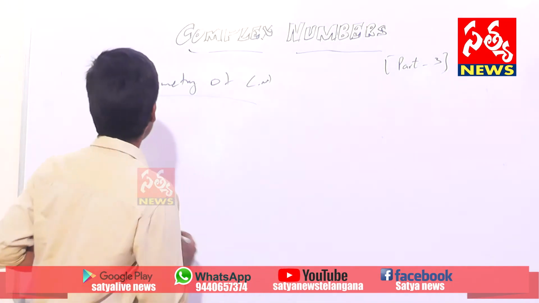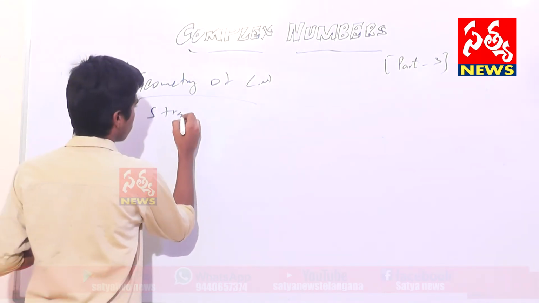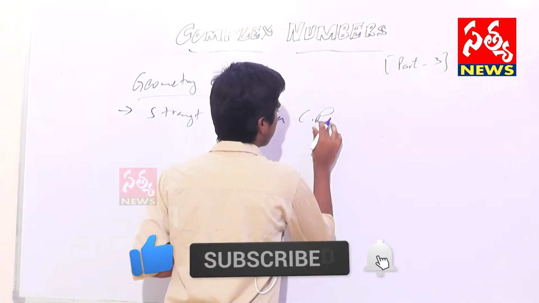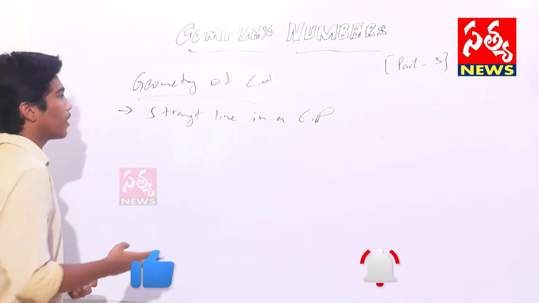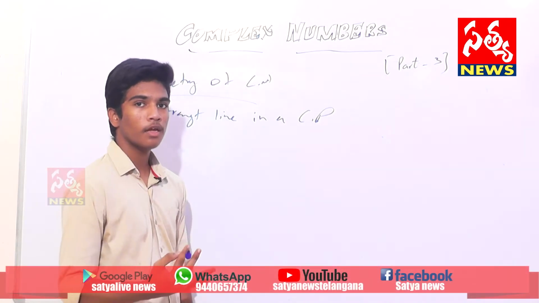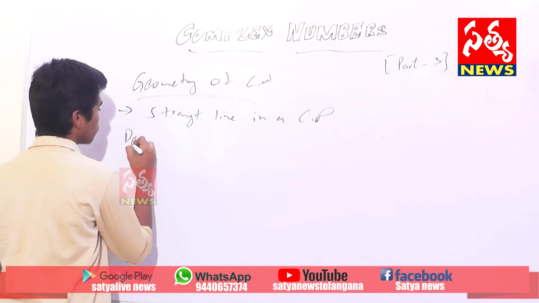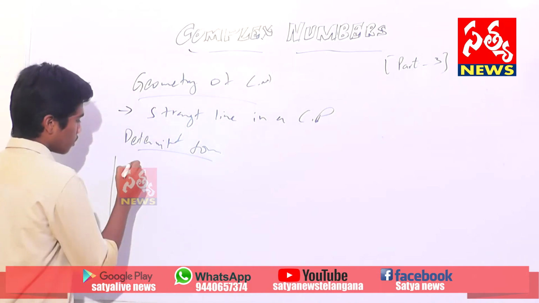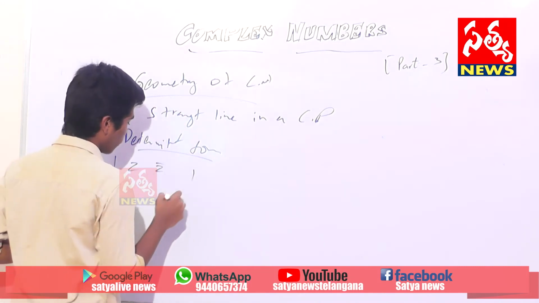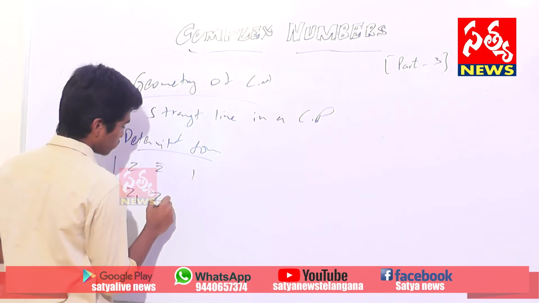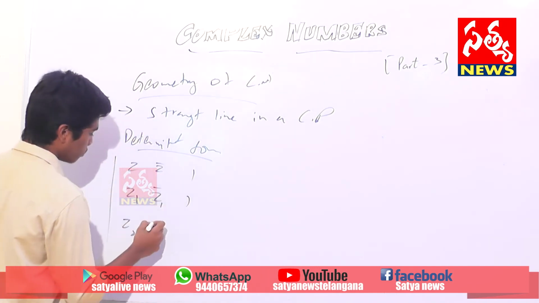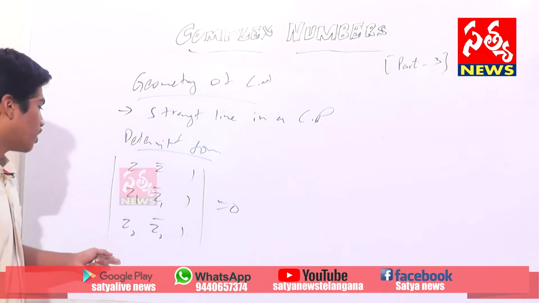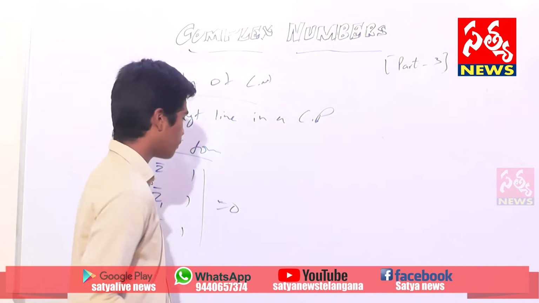Now let's discuss straight line and complex number. In the complex plane, we can represent a straight line in 3 ways. First one is the determinant form: the determinant with rows z bar, z1... z1 bar, 1, z2, z2 bar, 1 is equal to 0. This is a way of representing a straight line in a complex plane.